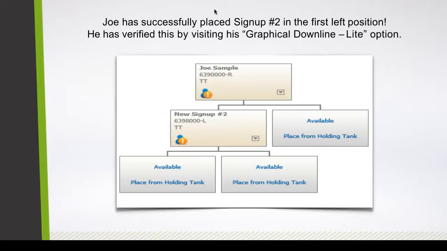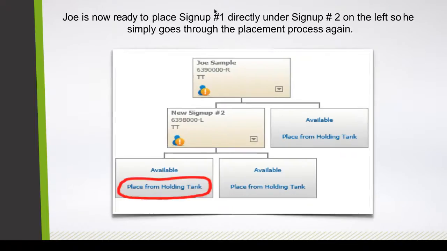So remember, you still have another signup in your holding tank. You could decide to put it in Joe's right leg, or you can decide to now place this new IBO in the holding tank in your signup number two's left leg or right leg. So anywhere that you see a place that says place from holding or available, you are able to put anybody in your holding tank in any of those gray available spots anywhere in your organization.